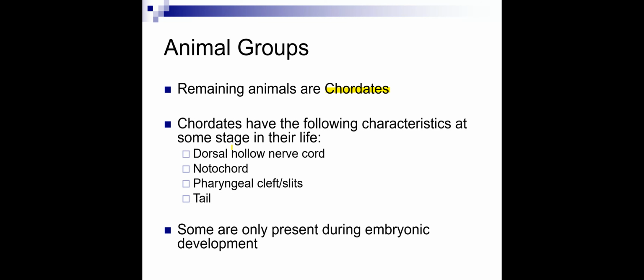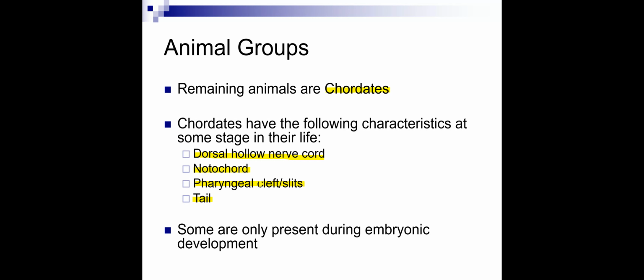And chordates are animals that at some point have these 4 characteristics. Okay, they have a dorsal hollow nerve cord. This is essentially going to become the spinal cord in the more developed animal. They have a notochord, which is a supporting rod. That is essentially going to become the spine or the vertebra themselves in most animals in your chordates.